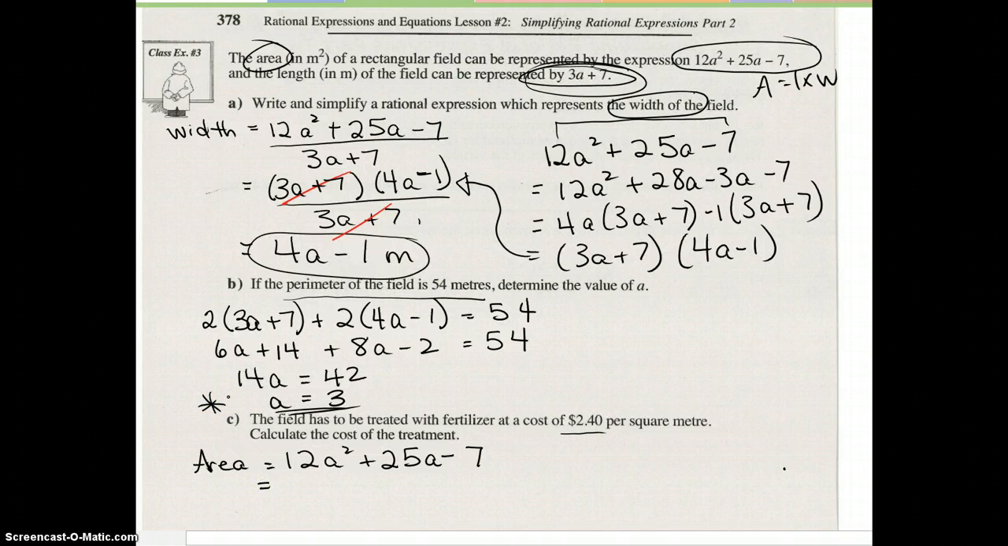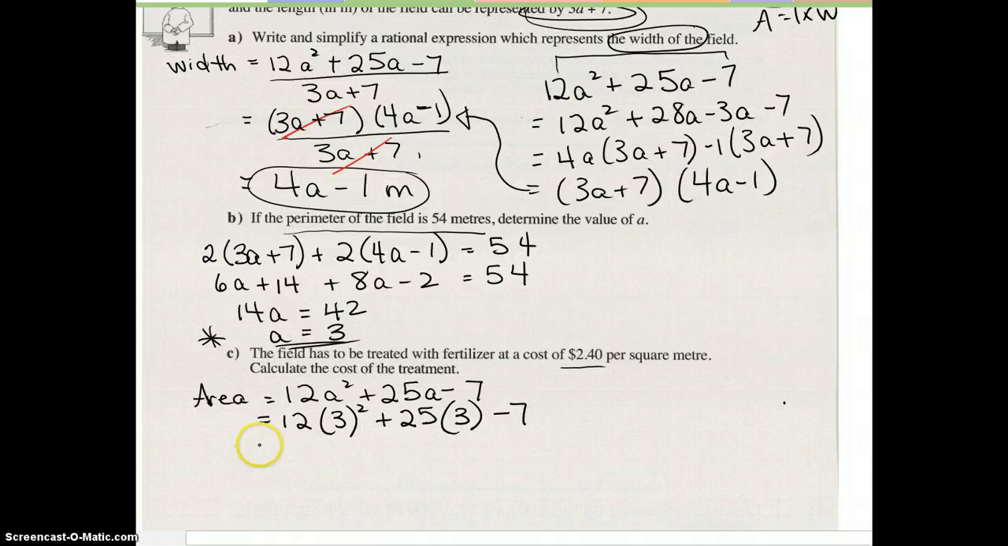So now that I have a, all I need to do is plug my 3 in for any time I see an a. So I'm putting 3 in for a, and then I just can go ahead and calculate that. So I'm going to end up, after putting all those numbers together, I should get 176 meters. Now that just gives me my total area, my actual number. I need to calculate the cost.